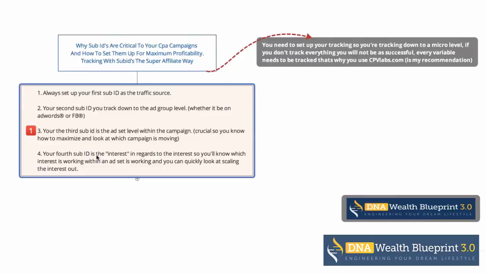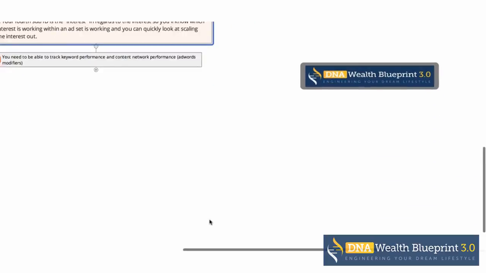The fourth sub-ID is the interest. This is so you know which interest is working within which ad set, so you can quickly look at scaling the interest out. It's very important that you max out all your interests, because when you max out an interest, what you can do now is take that interest into a lookalike audience and then max that out. So you're doing two different types of micro scaling, okay? Understand that's very important. So let's go down to the next one.